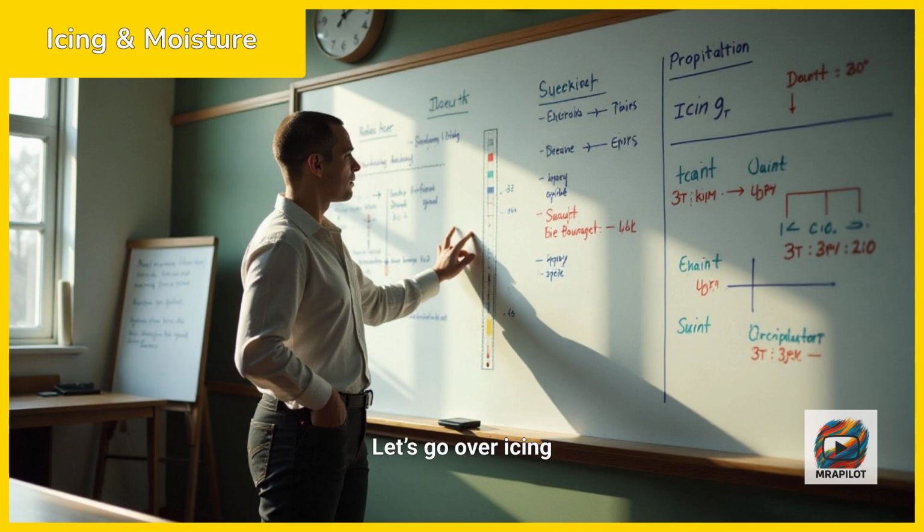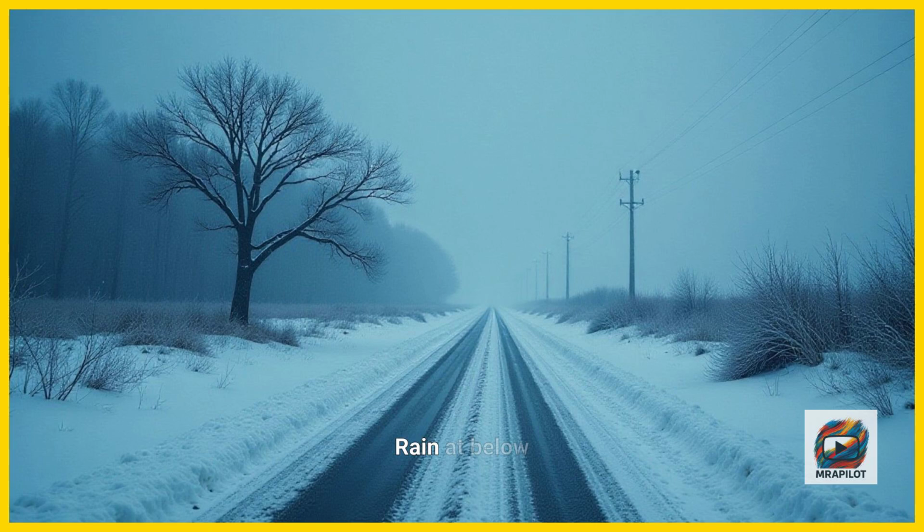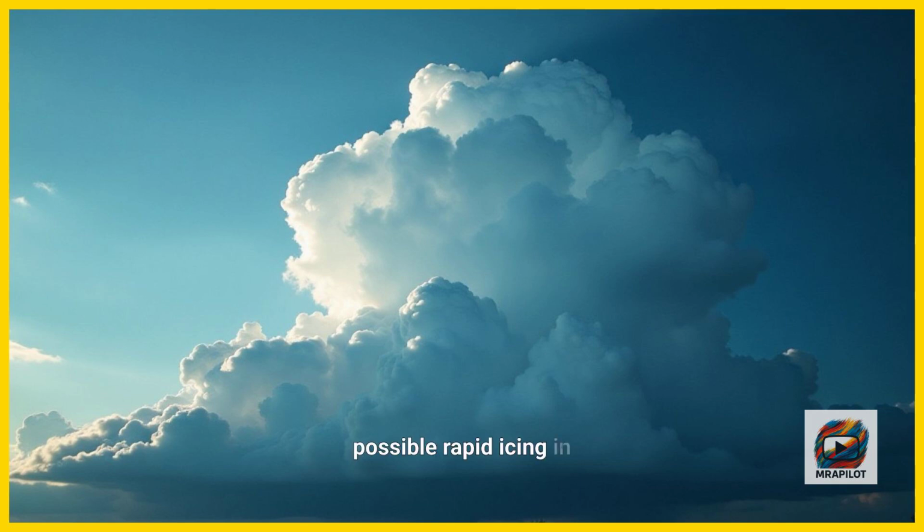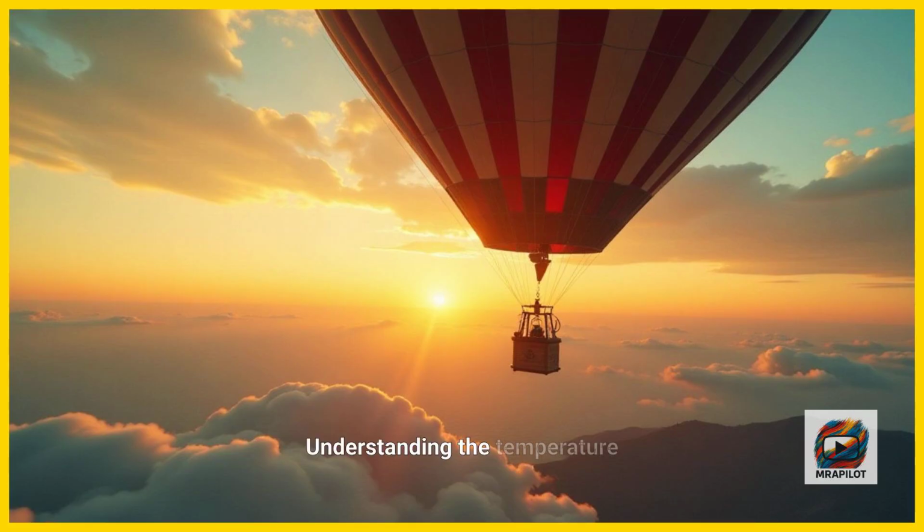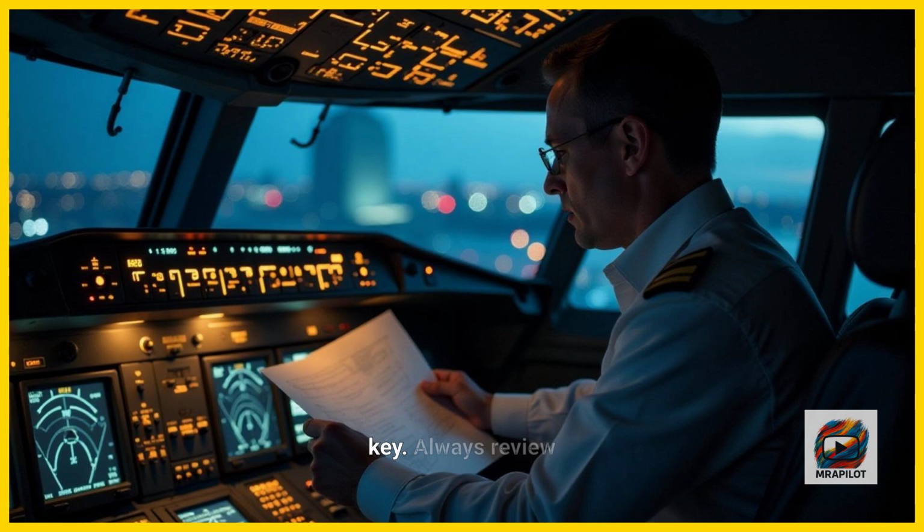Let's go over icing and precipitation. Rain at below 0 degrees Celsius equals freezing rain. Drizzle below 0 degrees Celsius equals freezing drizzle. Snow equals less icing but poor visibility. Showers equals possible rapid icing in CBs. Hail equals structural threat even with anti-ice on. Understanding the temperature structure of the atmosphere is key. Always review upper air charts or use onboard data to spot inversion layers, icing zones, and transition altitudes.